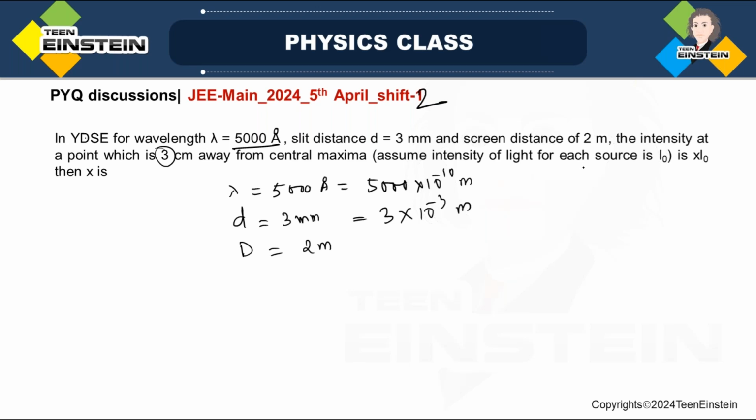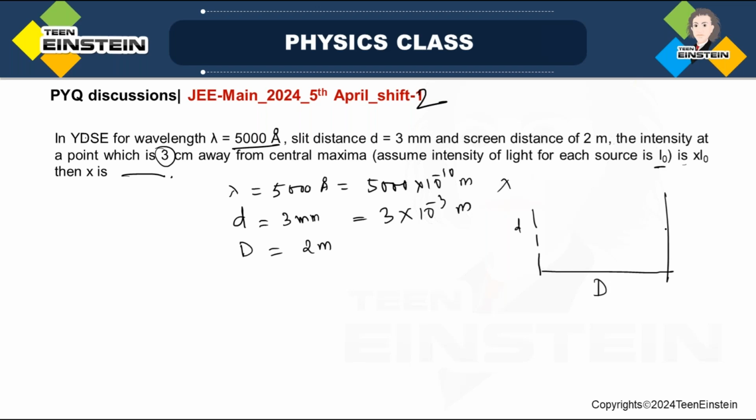Assume the intensity of light of each source is I naught, and the intensity is x into I naught. Then what is the value of x? The value of x I have to find out. See the question here. Suppose I have a double slit arrangement. Small d is given, capital D is given, lambda is given.